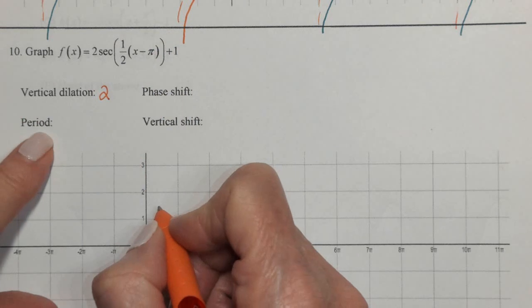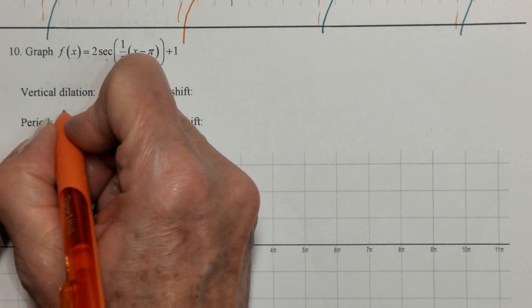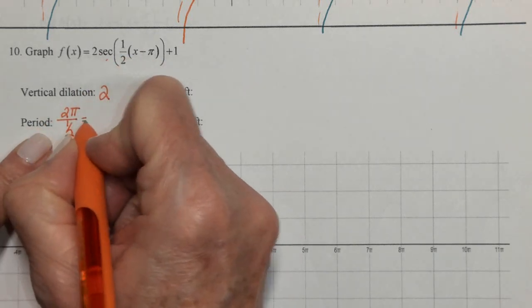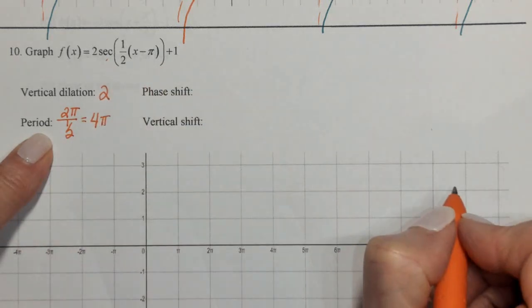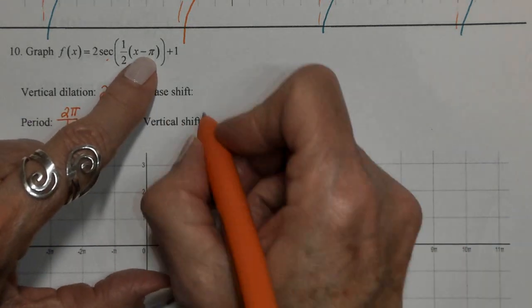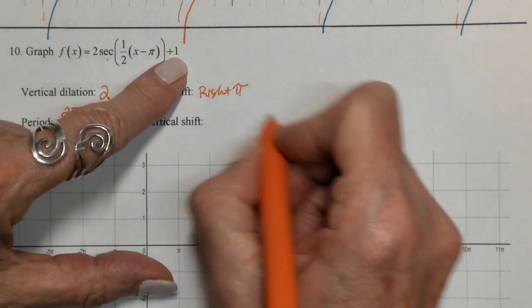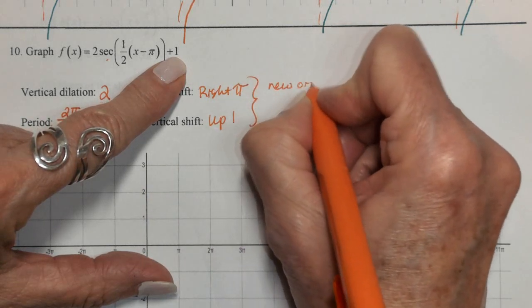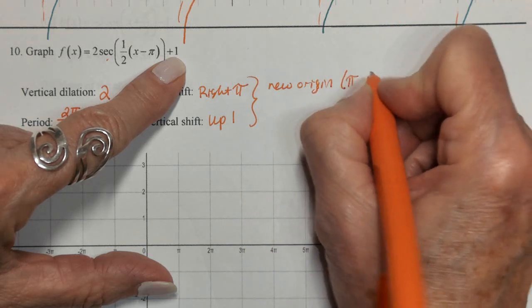The period: the normal period for secant is the same as the period of cosine, and that is 2 pi. I'm dividing it by 1/2, multiply top and bottom by 2, and we get 4 pi. So the period here is 4 pi. Phase shift, right pi. Vertical shift, up 1. New origin is positive pi, positive 1.